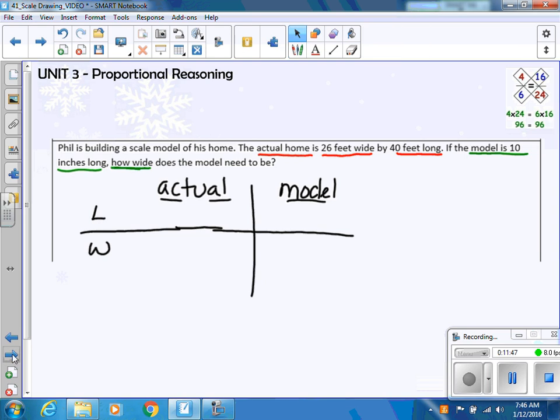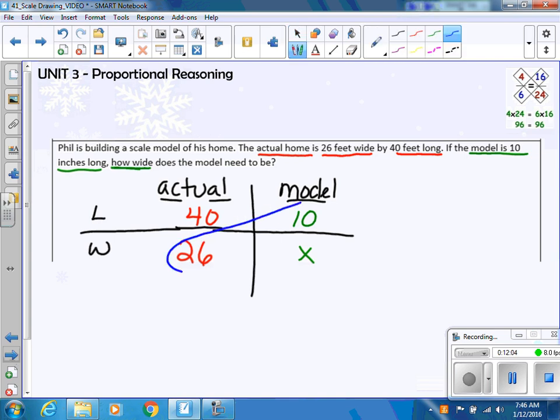I'm using the same colors that I used before. 26 feet wide, 40 feet long. So now I'm going to plug in 10 inches long, and I want to know how wide. To solve, let's multiply.